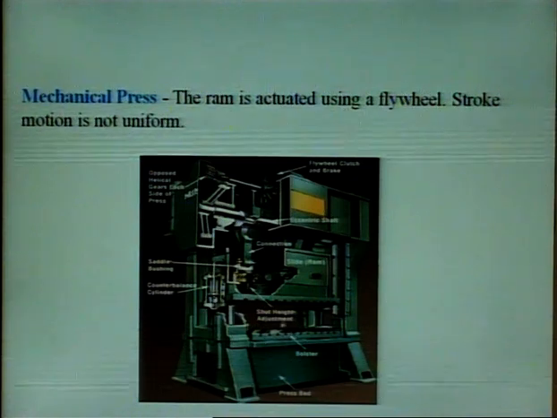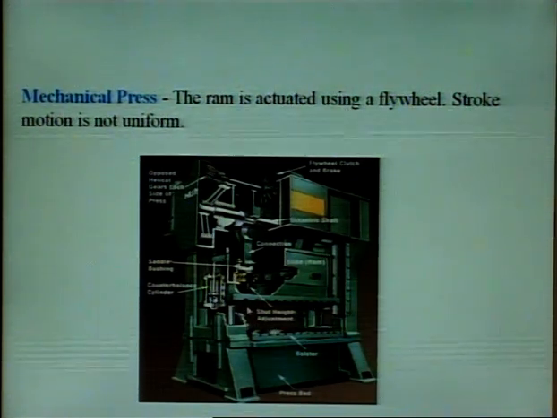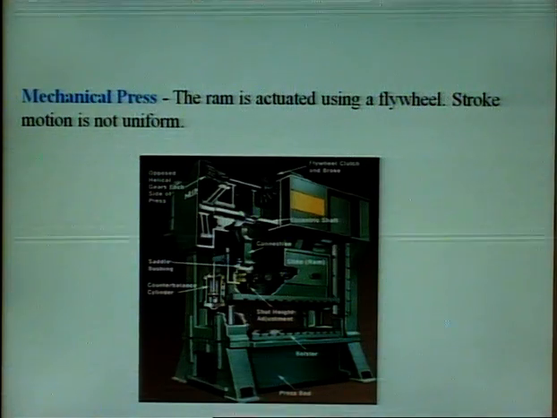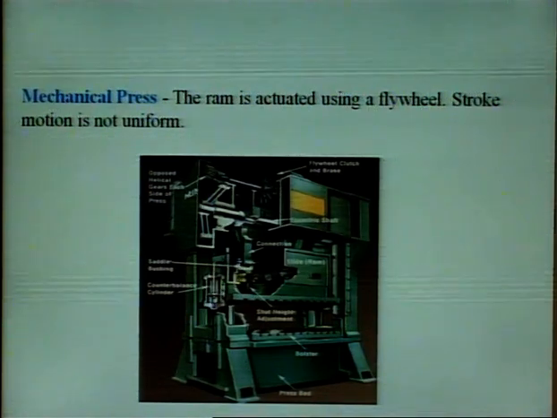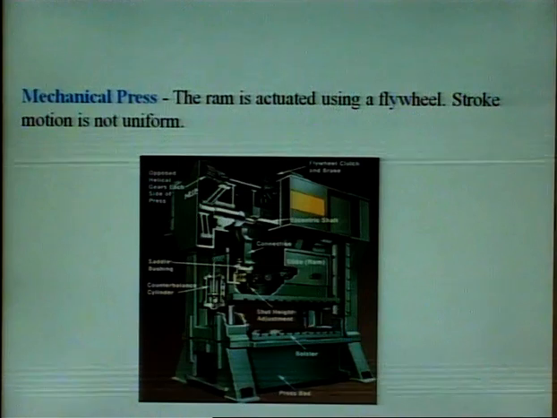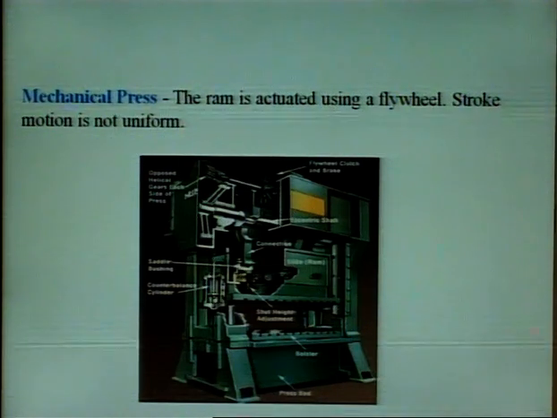machine. Shut height is basically what we call the height between the lower half and upper half, that means die and punch, when it is in the totally lowered position. So, this is the minimum gap which will always remain.